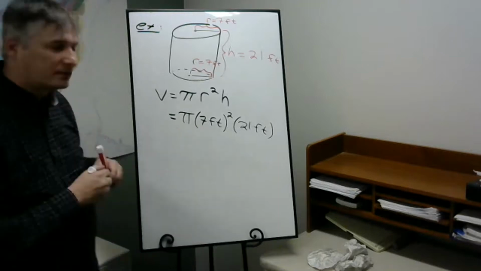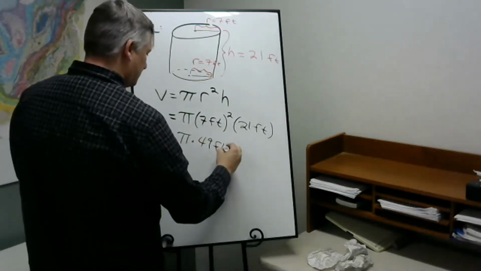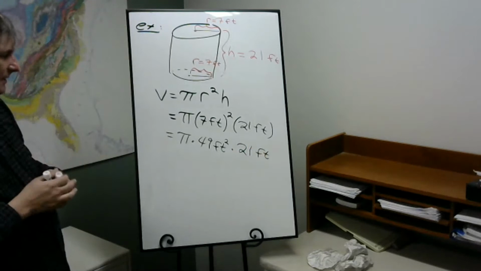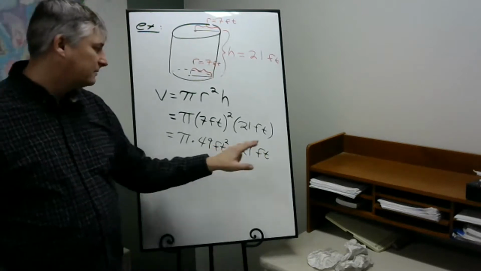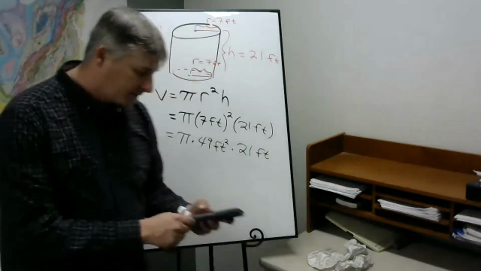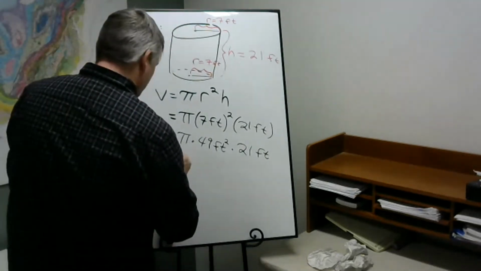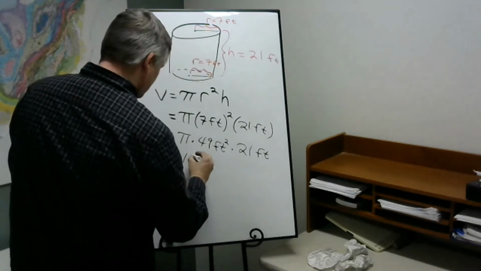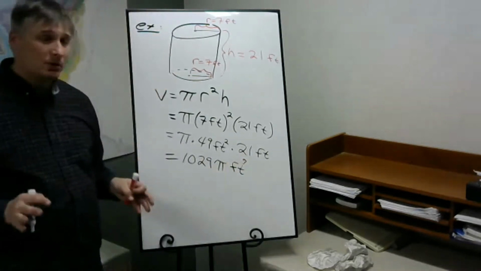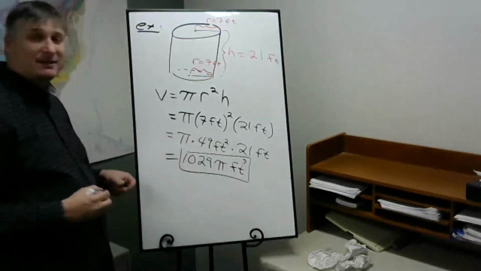Now, squaring this means 7 times 7. And then we have feet times feet. And then we multiply by 21 feet. Now this is feet times feet. We got 2 feet. Feet times feet times feet. That's going to give us our third one. So we're going to get feet cubed out of this. We need to do 49 times 21. Now again, we're going to leave pi because we want to come up with an exact answer first. So 49 times 21 is 1,029 pi, and then 1, 2, 3 feet are multiplied together, not added, but multiplied. So that gives us 1,029 pi cubic feet. And that's the exact answer.